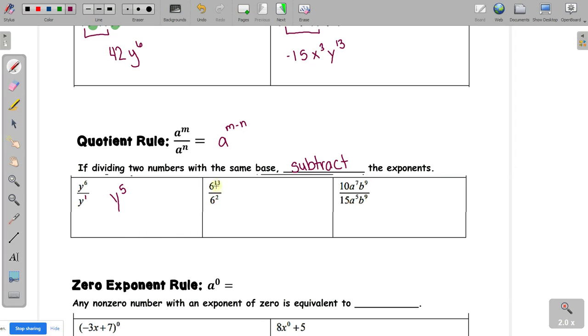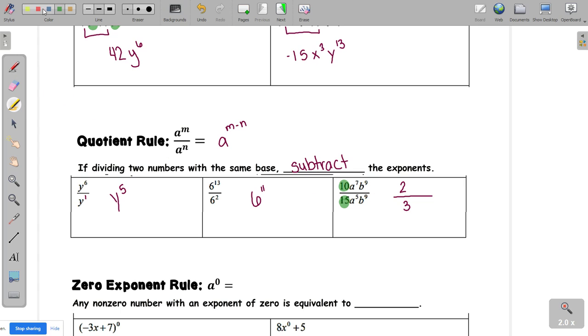6 to the 13th divided by 6 squared. 13 minus 2 is 11, so we have 6 to the 11th power. Okay, the next one here. We are going to simplify our coefficients first. So here we have 10 and 15. We can divide 5 out of both of those. So we get 2 in the numerator and 3 in the denominator.